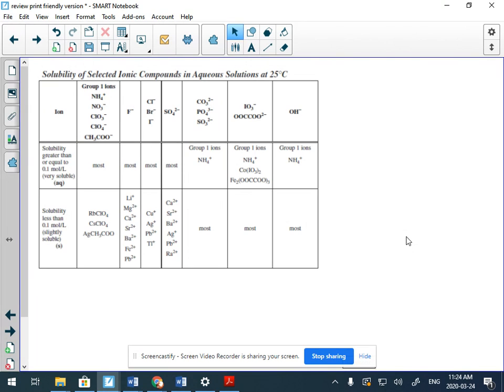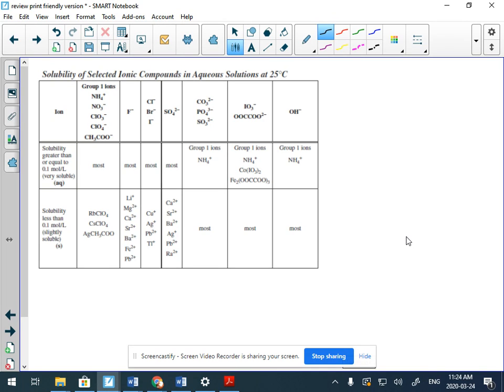Hey, a couple people asked for me to go over solubility rules. This solubility chart is similar to the one that's in your data booklet. And if you weren't able to bring your data booklet home, in the Google Classroom, I made a document that you can download for a virtual data booklet.